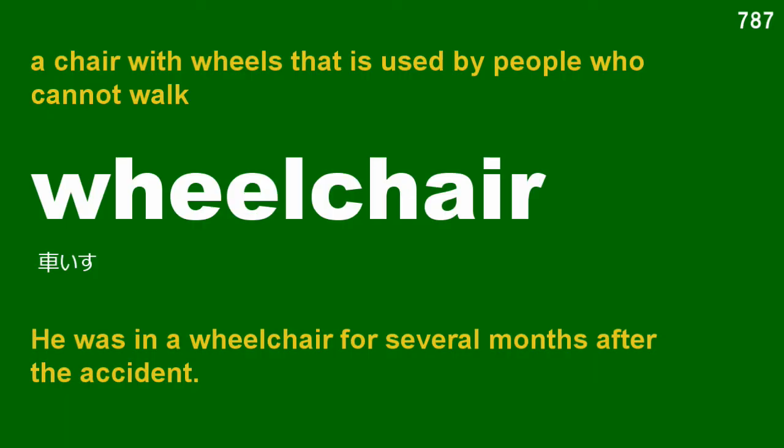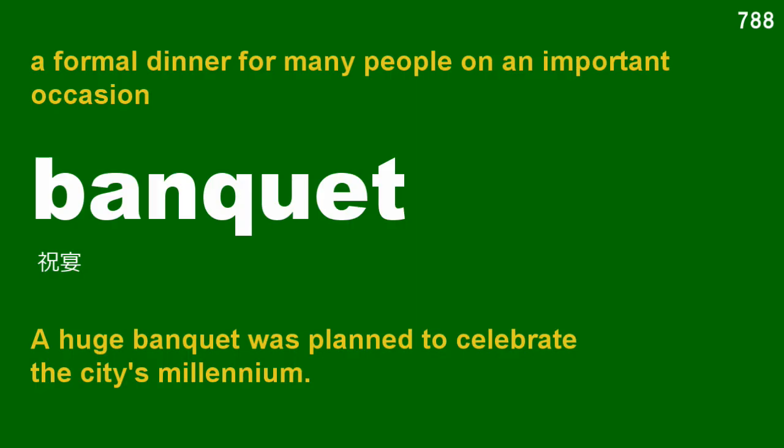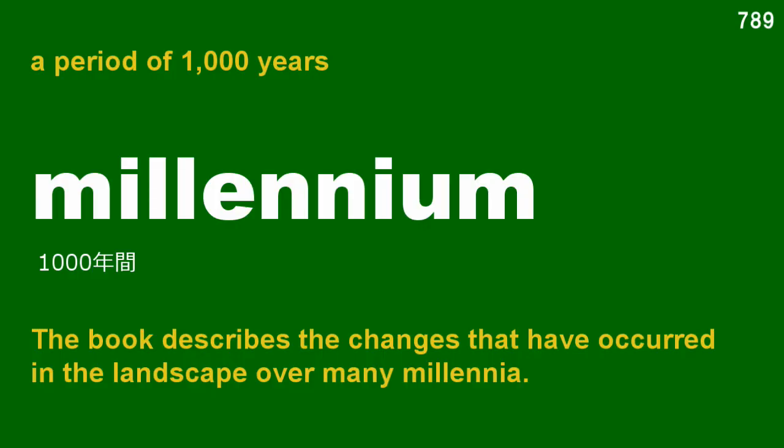A chair with wheels that is used by people who cannot walk. Wheelchair. He was in a wheelchair for several months after the accident. A formal dinner for many people on an important occasion. Banquet. A huge banquet was planned to celebrate the city's millennium. A period of 1,000 years. Millennium. The book describes the changes that have occurred in the landscape over many millennia.